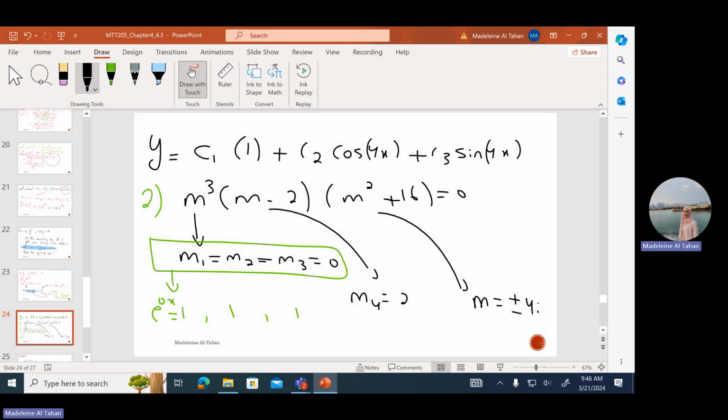How do we remove the dependency? But here I cannot just multiply by x. Okay. The second one, this one, what does it imply? e^2x. And this one, what does it imply? Cosine 4x and sine 4x.